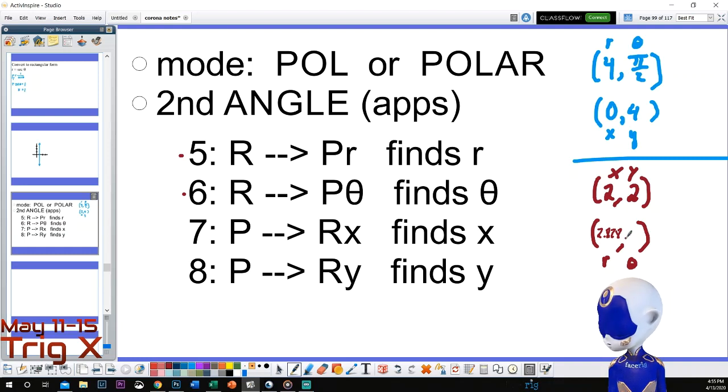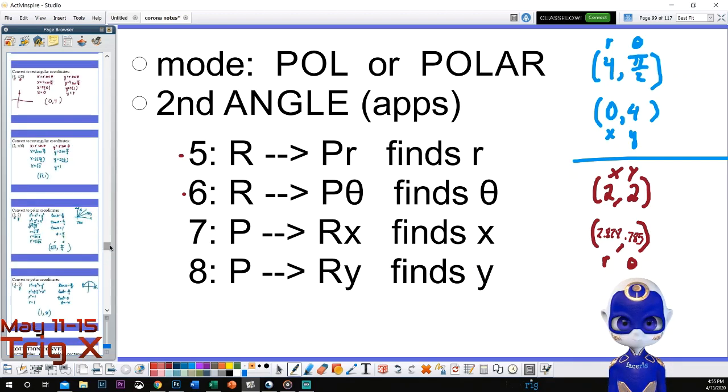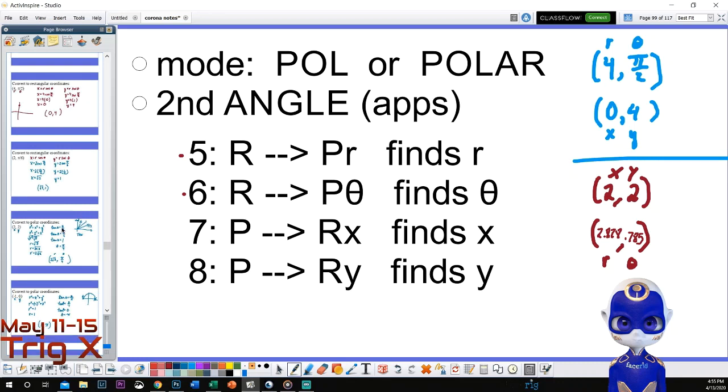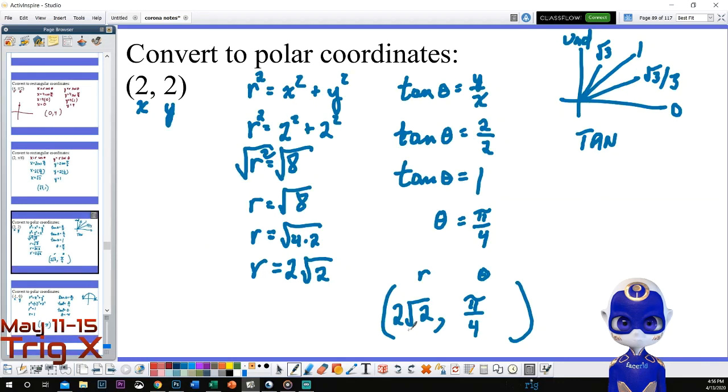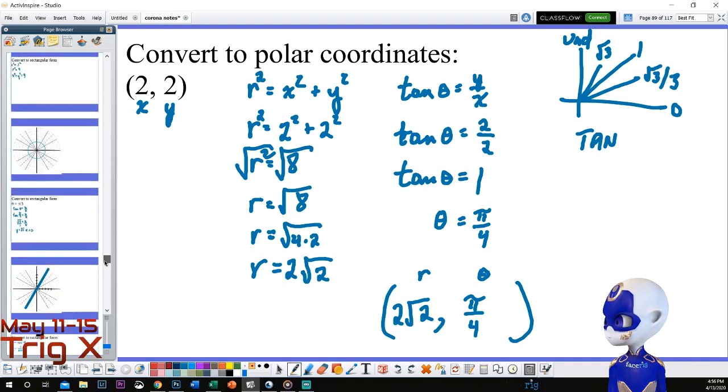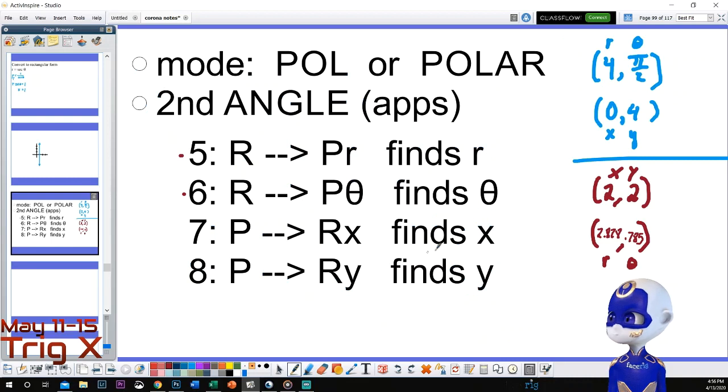And there we should have 0.7853 something something. I don't know if this makes any sense to me, so let's go back to our answer for this one, for 2, 2. See if I can find it again. Where did it go? There it is. So my answer was 2 square root of 2 and pi over 4. 2 square root of 2 and pi over 4. Like that.